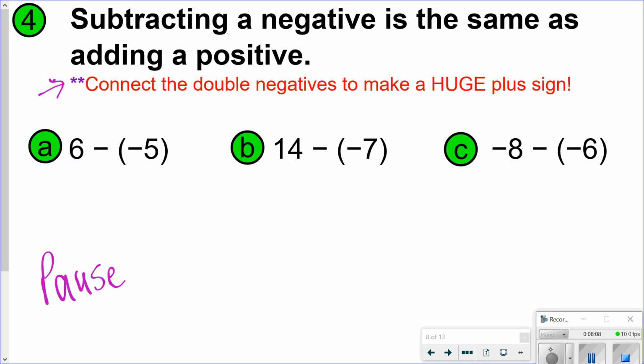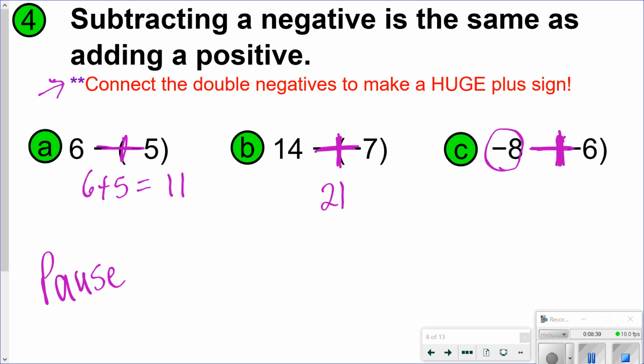6 minus a -5 is the same thing as 6 plus 5, which the answer is 11. All right, 14 minus 7 minus a -7. That would be a positive here, big plus sign. 14 plus 7 is 21. They're both positive. This one is a -8, but over here we have that double negative. So we want to make a big plus sign out of those.